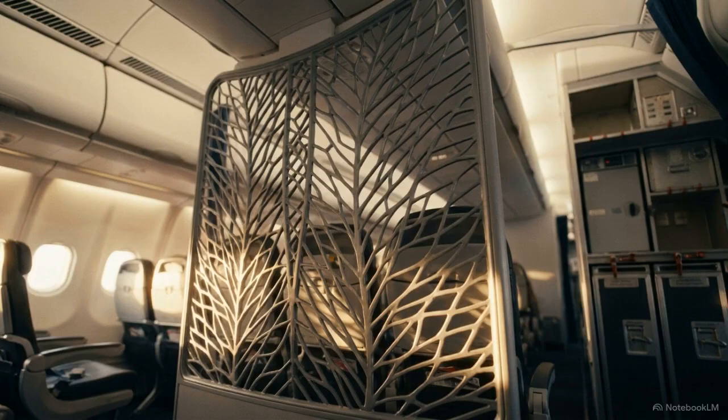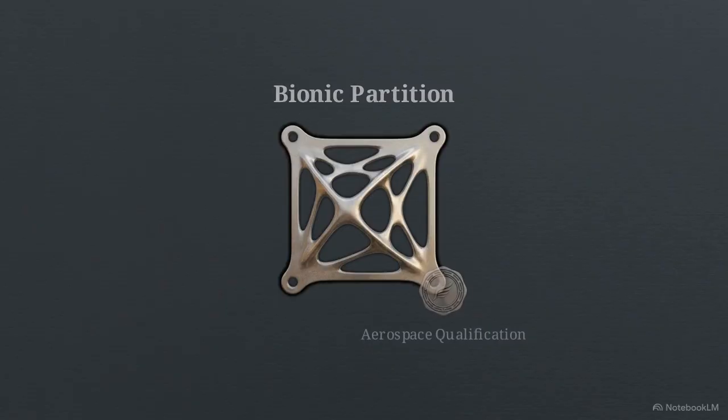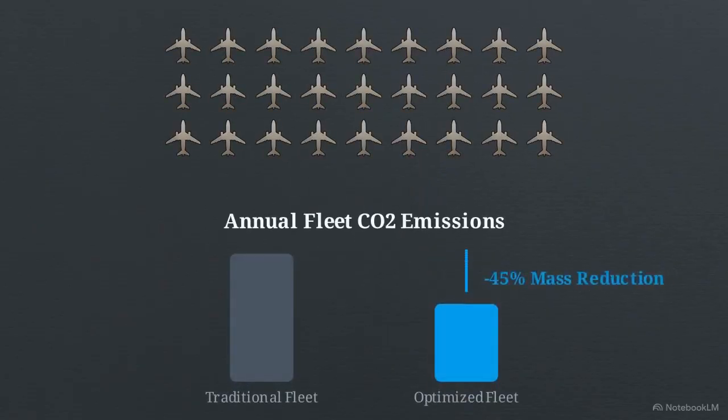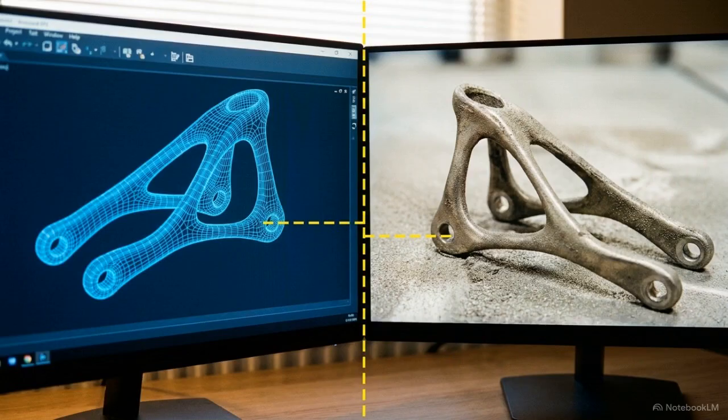Airbus successfully qualified a generatively designed bionic partition for the A320 cabin. Because they navigated the strict aerospace certification process, that single weight reduction, when scaled across a fleet, translates to massive annual carbon emission savings. To get a part to that stage, engineers have to meticulously ground truth the physical part against the digital model.